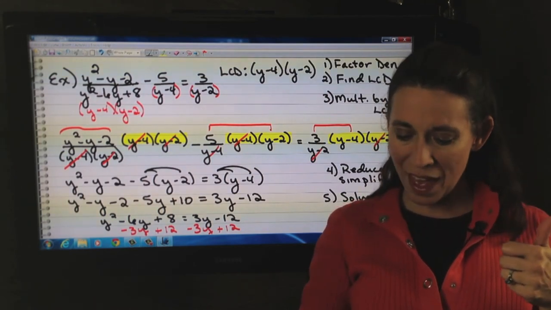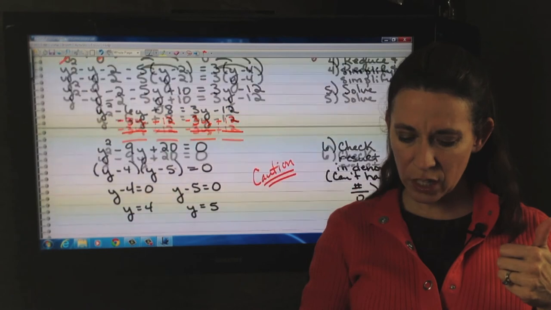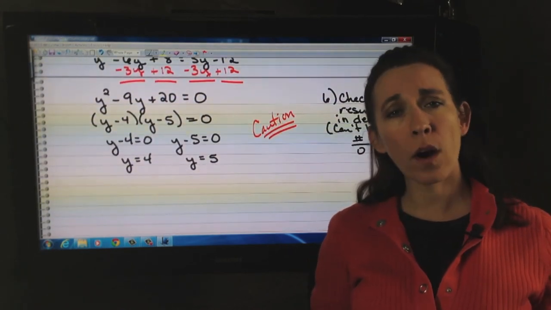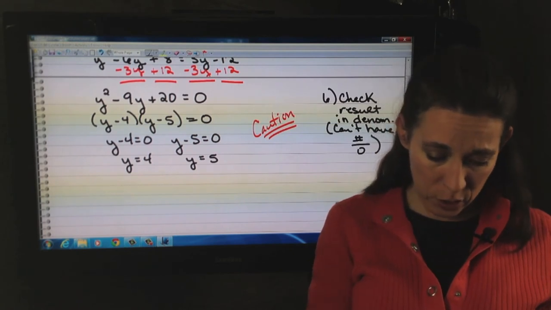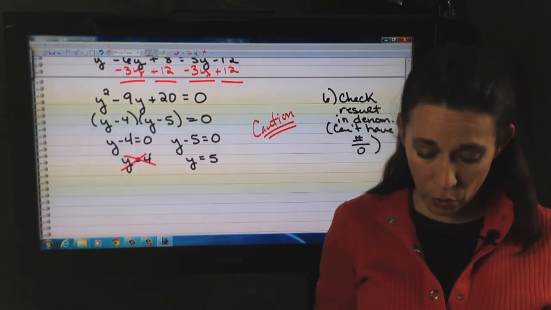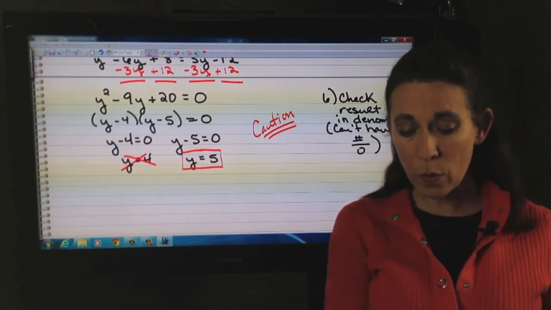So as long as we do not have answers of 4 or 2, we're good. But remember what we had. So we scroll down again. I'll go slowly. Don't want you to get a headache. One of our answers was a 4. That doesn't mean none of them work. It just means we have to not use the 4. So our only solution would be y equals 5.